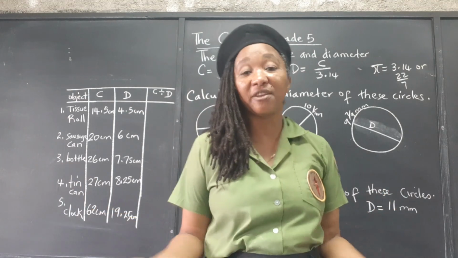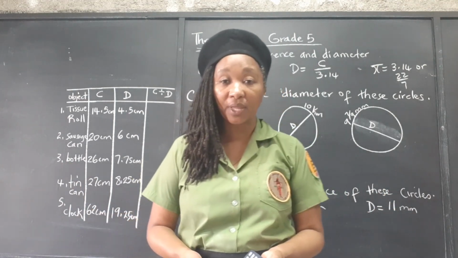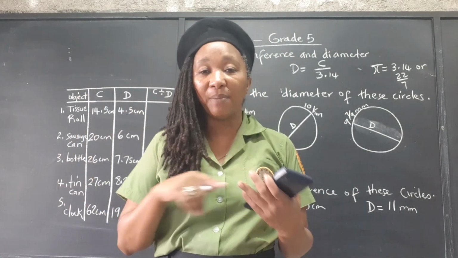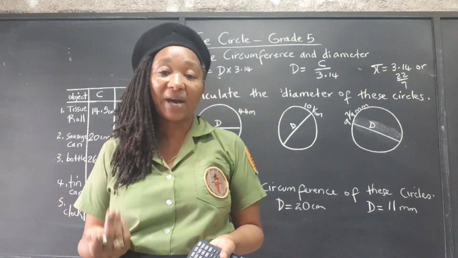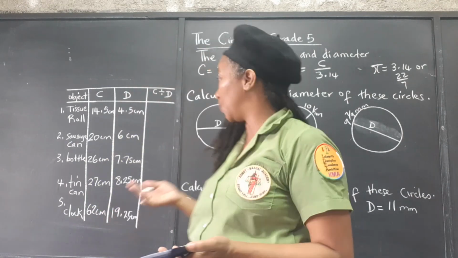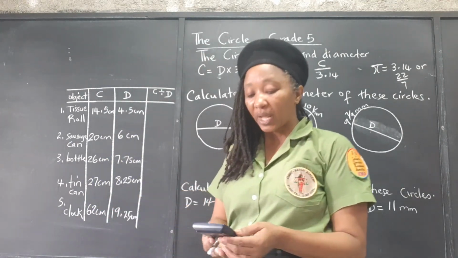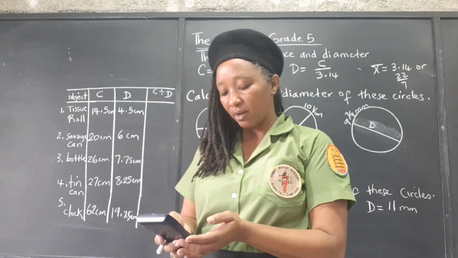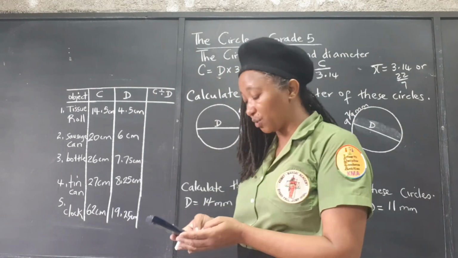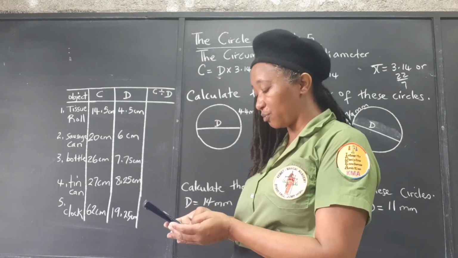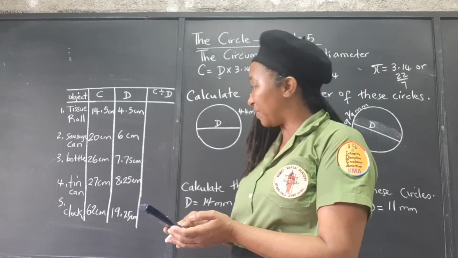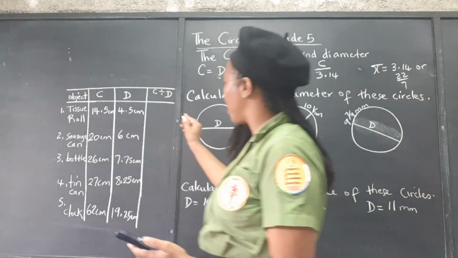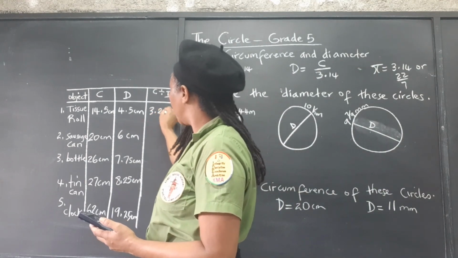So get about 10 different perfect circles. Try your very best to measure the circumference and measure the diameter, and then divide the circumference by the diameter and see what you get. So that's what we're going to do now. I'm using a calculator so that we can get more accurate readings. The circumference for the tissue roll is 14.5, and I'm dividing that by the diameter, 4.5, and I've got 3.22.